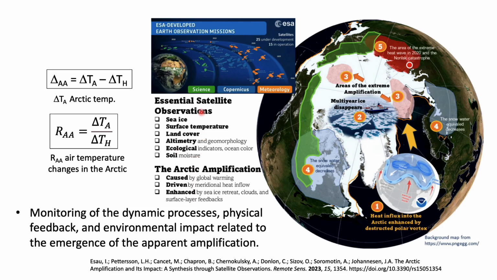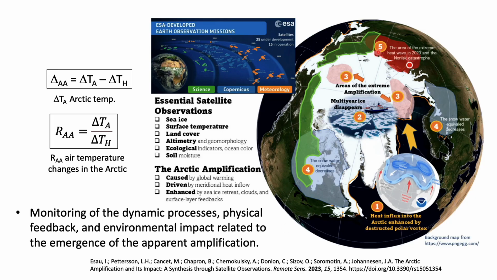So all these things are observed, and then the Arctic amplification is caused by the global warming. So this is our result, inference from these observations, and it is driven by the meridional heat inflow, and it is enhanced by the sea ice retreat, clouds and the surface layer feedbacks. So the sea ice retreat actually leads to more exposure of ocean water. So that ocean water leads to more absorption of sunlight, which leads to increase of temperature. So that is how the Arctic amplification happens.